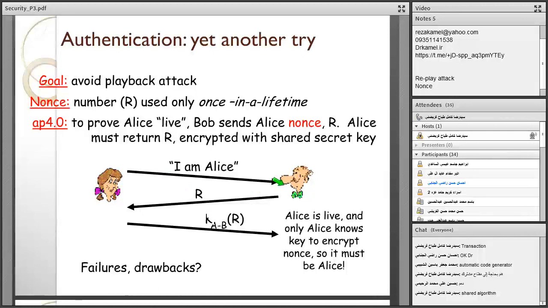But if you remember, we talked about shared key, and just remember this one, it's very important. Shared key or symmetric key is suitable for one-time use.